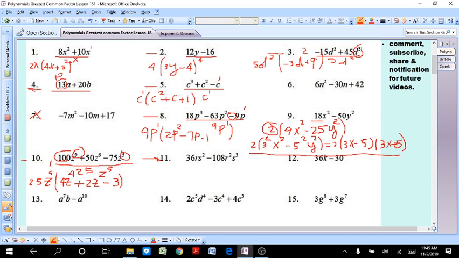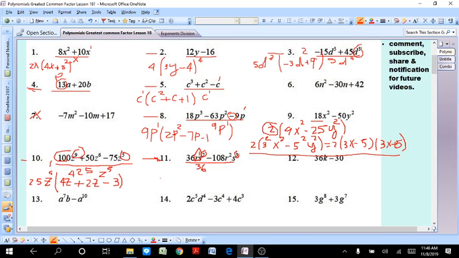Okay. Is 108 divisible by 36? Yes. The answer is 3. So I can divide everything by 36. That's number 1. Number 2, I'm going to put a 1 over r because there is no exponent. I put a 1 and that becomes my lowest degree in r. And for s, I have s squared and s cubed. So s squared becomes my lowest degree.